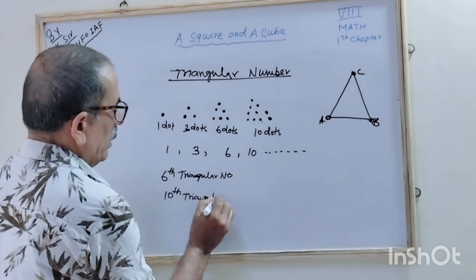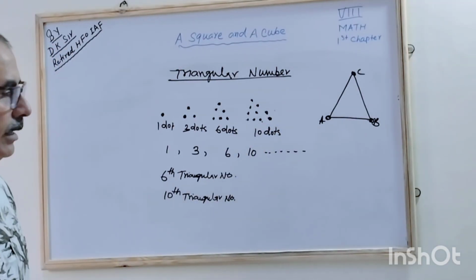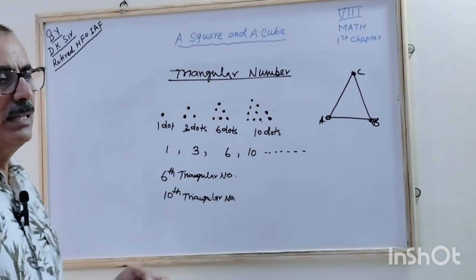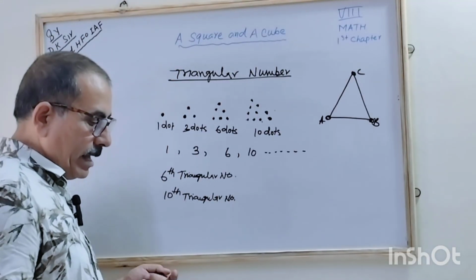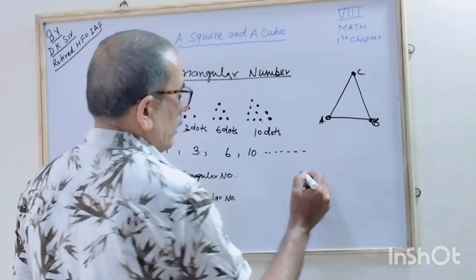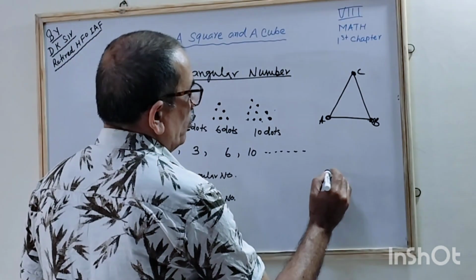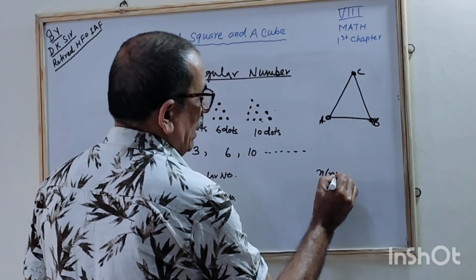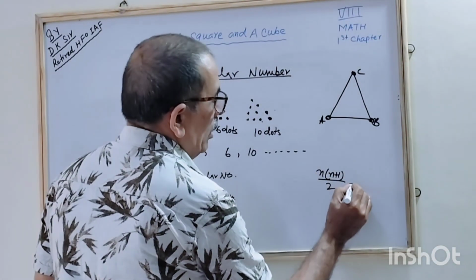So there are two ways. The one is you keep making. Correct? Up to the fourth I have done it. Fifth, sixth, seventh, eighth you do. It takes a lot of time. If you know the formula, you can straight away find out. Correct? So how to find out? That can be found by n into n plus 1, n into n plus 1 by 2. Correct?